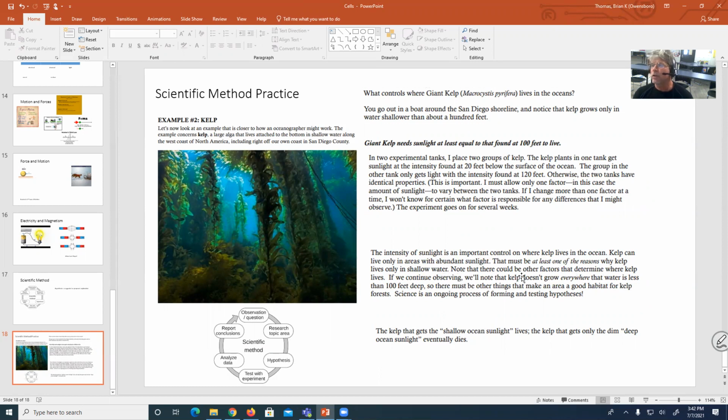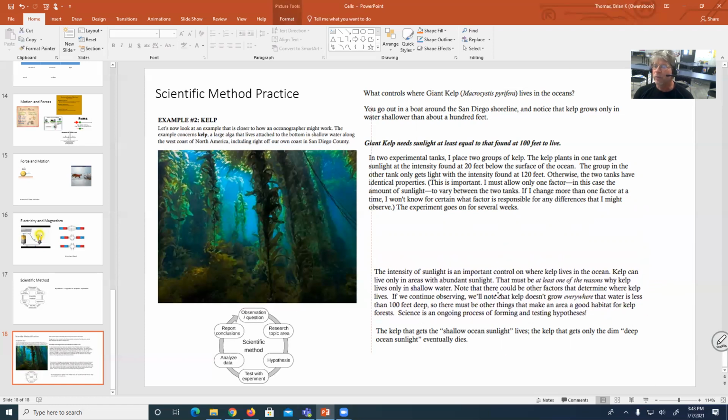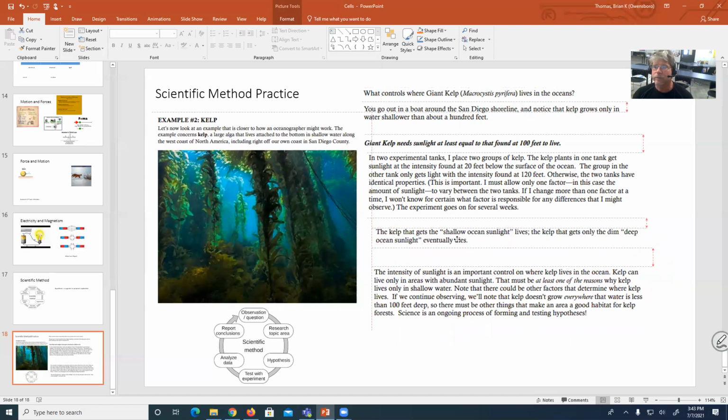So note there could be other factors that determine where kelp lives. If we continue observing, we'll note that kelp doesn't grow everywhere that water is less than 100 feet deep. So there must be other things that make an area a good habitat for kelp. Science is an ongoing process of forming and testing hypotheses. To me, that sounds like I'm reporting, which means this must be my analysis.